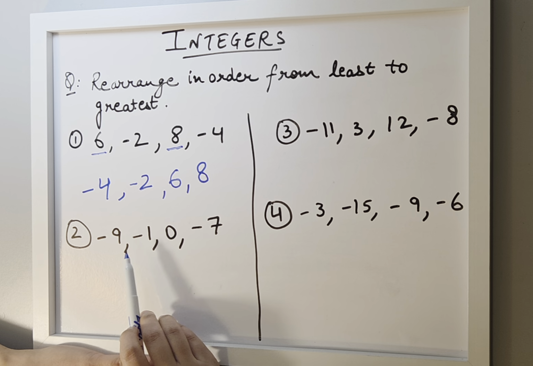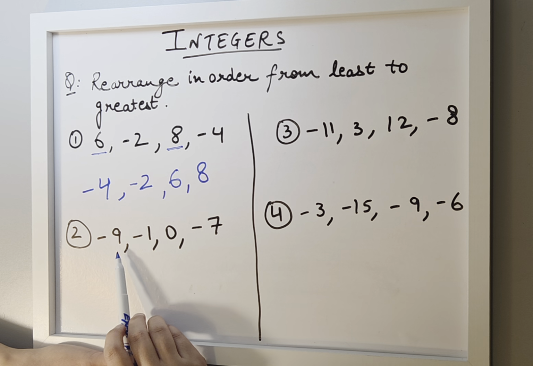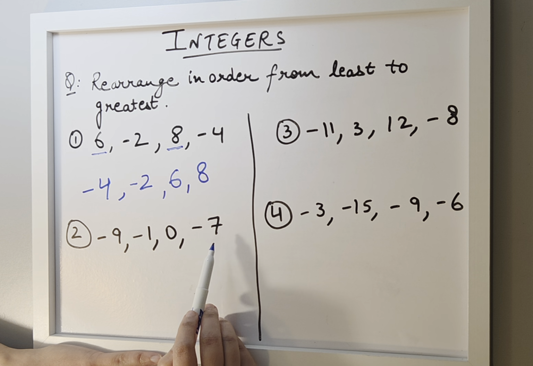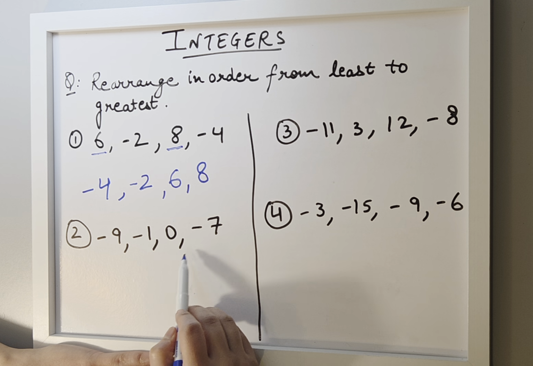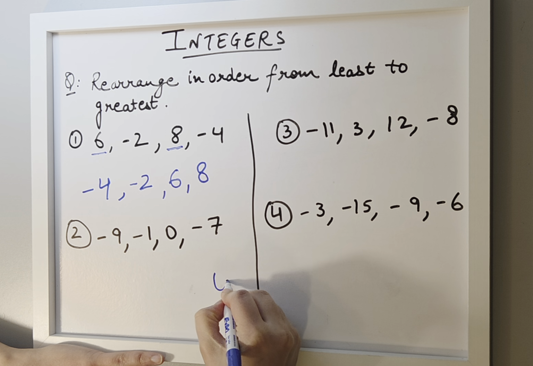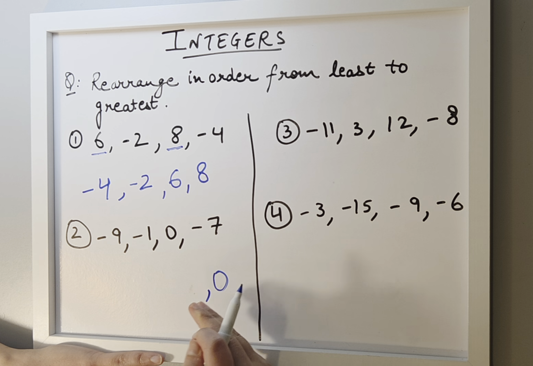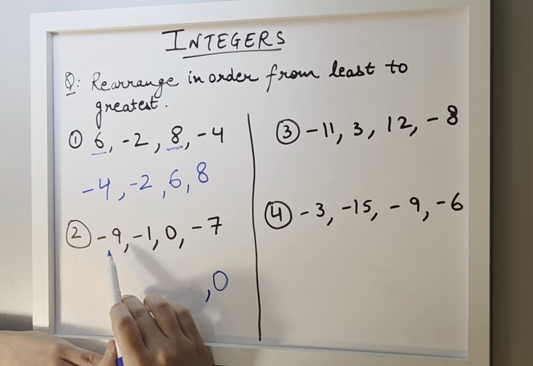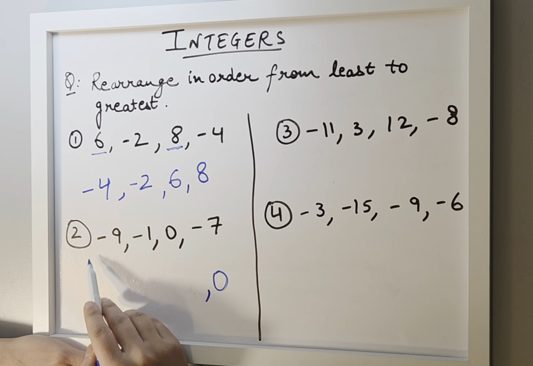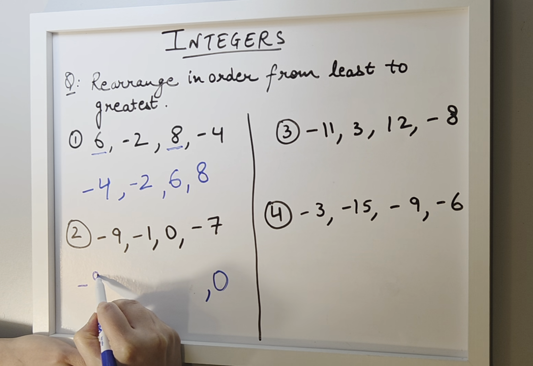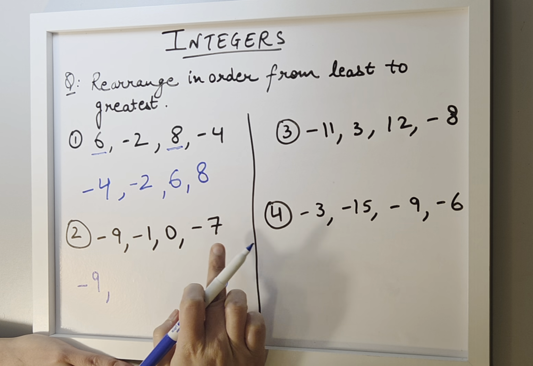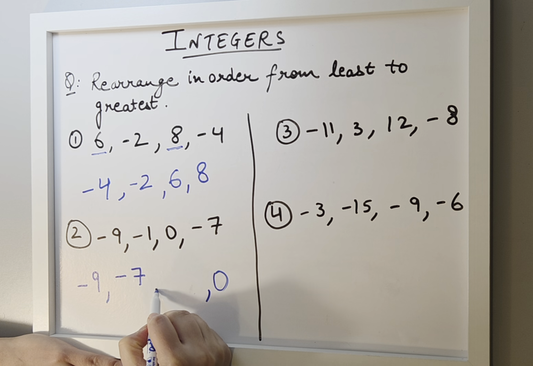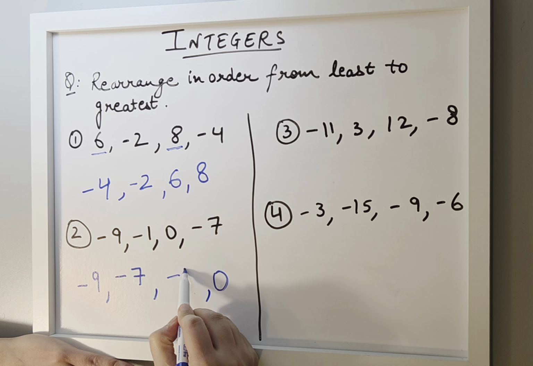Okay, let's try to solve the second question. Here we have negative, negative, 0 and a negative value. So 0 will be the greatest because 0 is greater than all the negative values. Now out of the negatives, which one will be the least? -9. And then which will be greater than -9? -7.